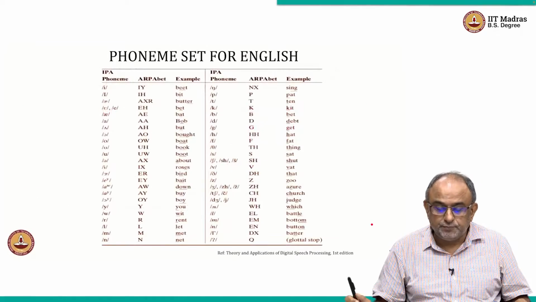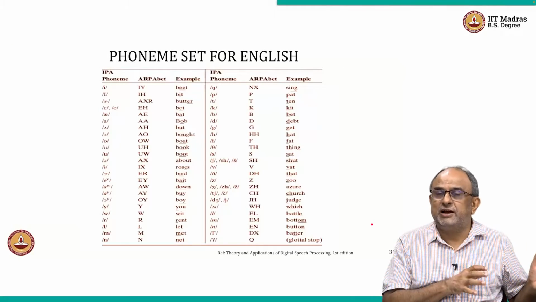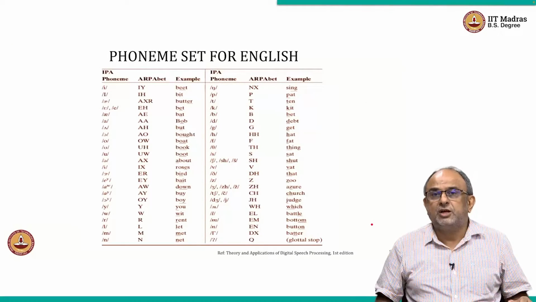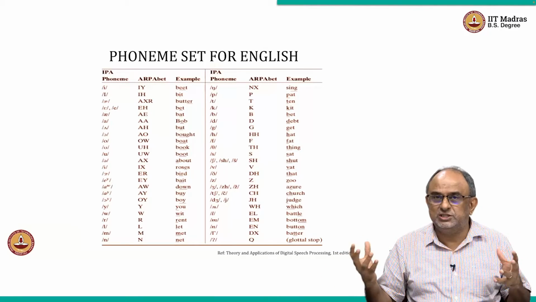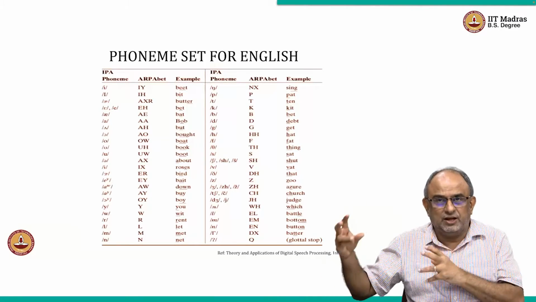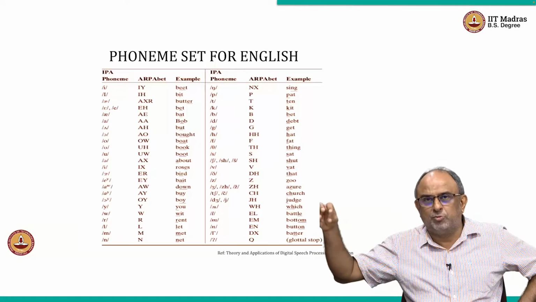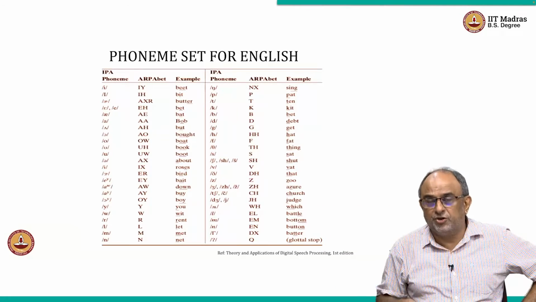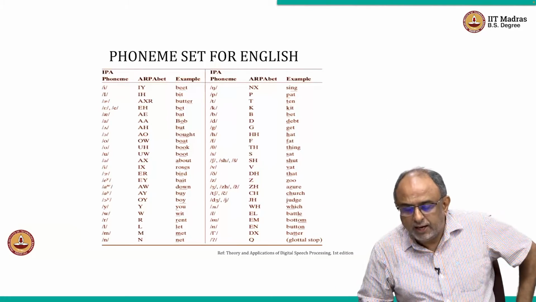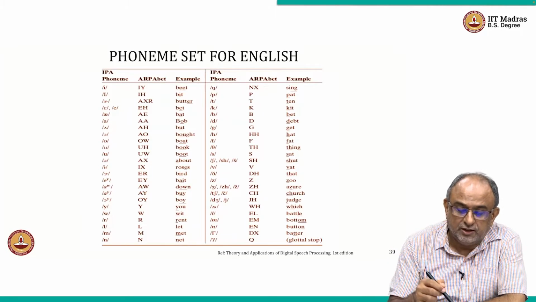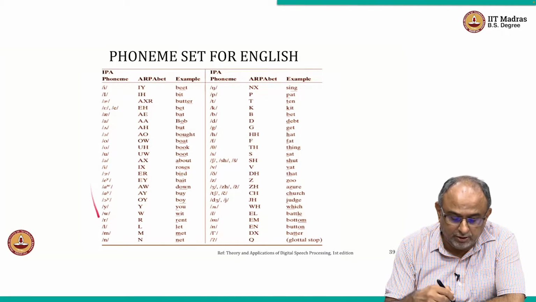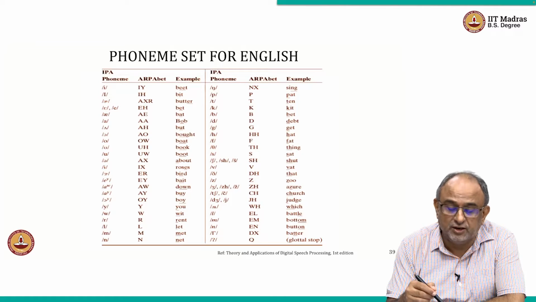So just like written language, we have vowels and consonants. In spoken language we also talk about voiced and unvoiced sounds, and the unvoiced ones have somewhat parallel analogies to the consonants. We'll come to that. And so for English, you can see these are the different alphabets of the spoken language.